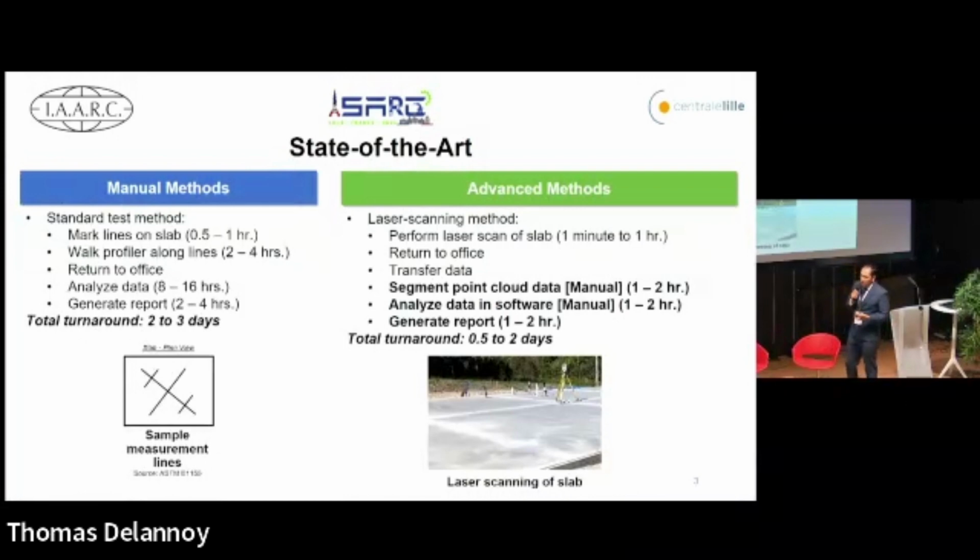Now, from the state of the art, you do have laser scanning, which could be quite fast. We have actually a scanner that can scan an entire slab in less than a minute, depending on which type of scanner you have. The problem is that then you have to do the segmentation manually. And then you have to follow this standard on the point cloud in order to calculate the numbers. So it could be faster, but as you can see here, it could still take about 2 days. So our method is trying to accelerate this process.